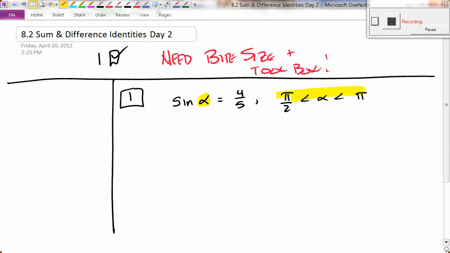So where is alpha located? What quadrant is it in if it's between pi over 2 and pi? Not everybody at once. It's crickets. Yeah, thank you. That's quadrant 2. Yes, very good.